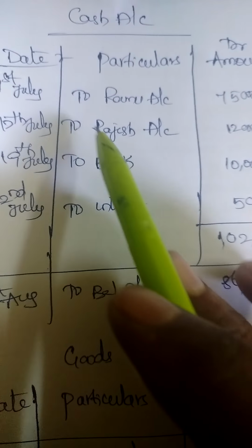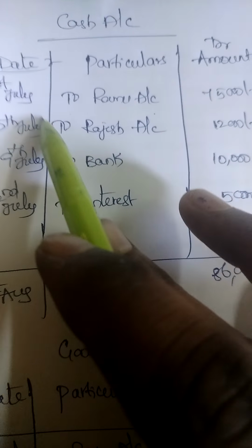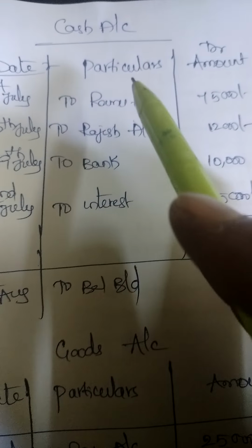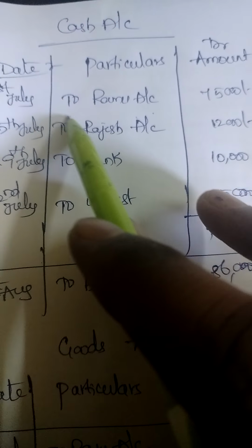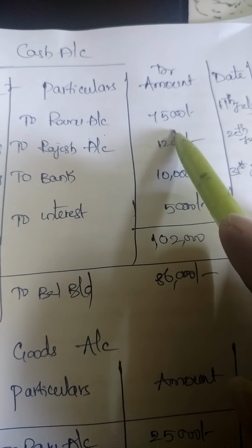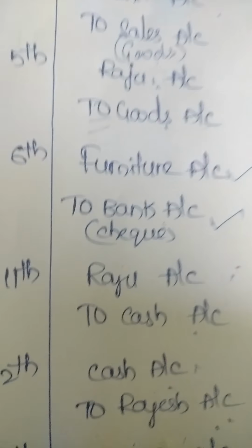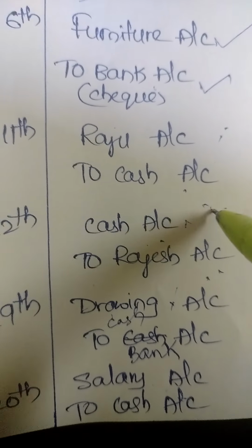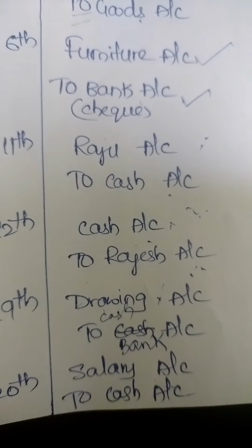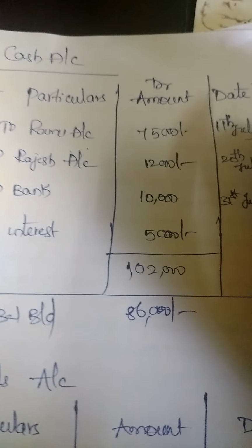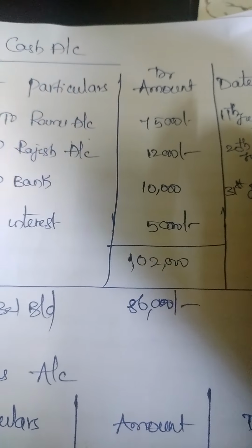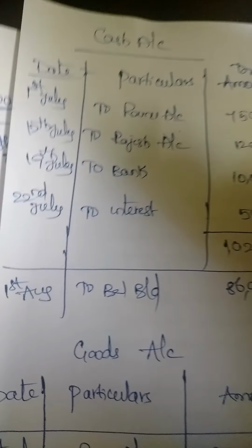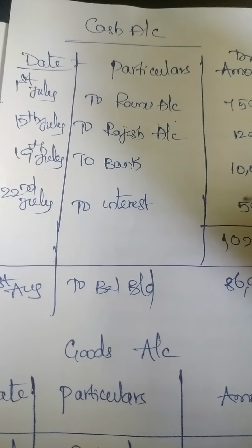First one is cash account to Ramu. For cash account to Ramu, we have to write the 1st July transaction as to Ramu. So 2 informations we have to post first. The first cash account transaction is done using the to Ramu account, the amount is 75,000. Next, the second cash account information is to Rajesh. Here cash account to Rajesh account. So we have to write here to Rajesh account, the amount is 12,000 as given in the problem. That transaction was done on 12th July.